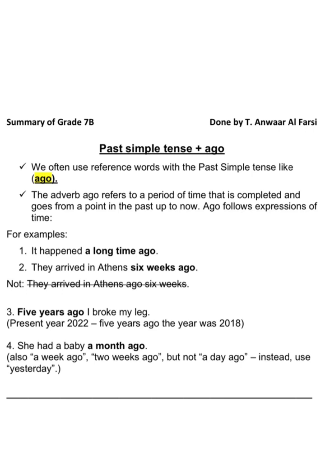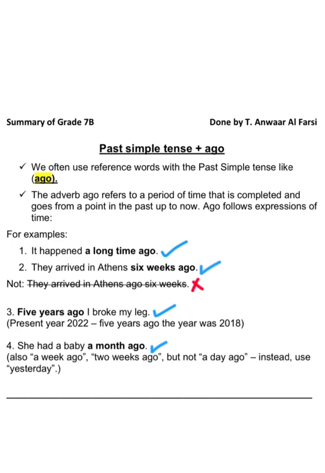For example, number 1, it happened a long time ago. Number 2, they arrived in Athens 6 weeks ago. And of course, we can't say they arrived in Athens ago 6 weeks. It's wrong. Number 3, 5 years ago, I broke my leg. Number 4, she had a baby a month ago.